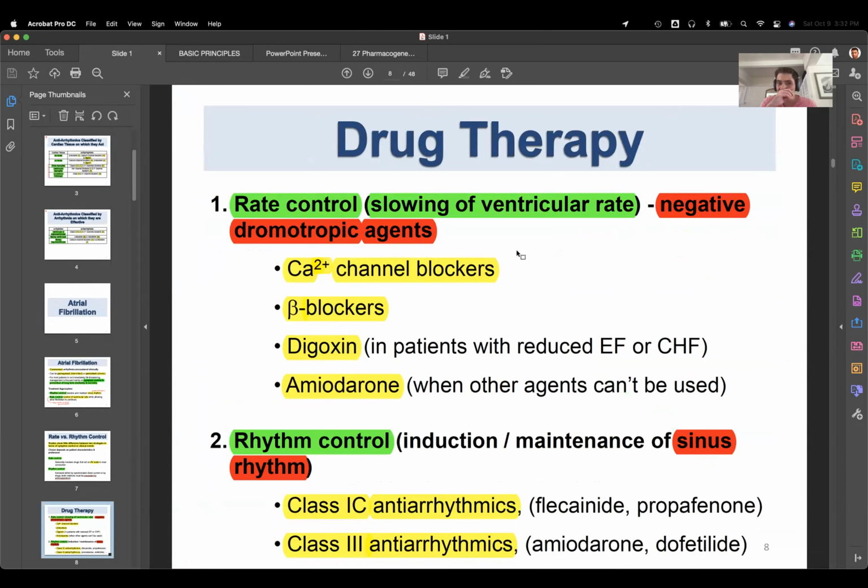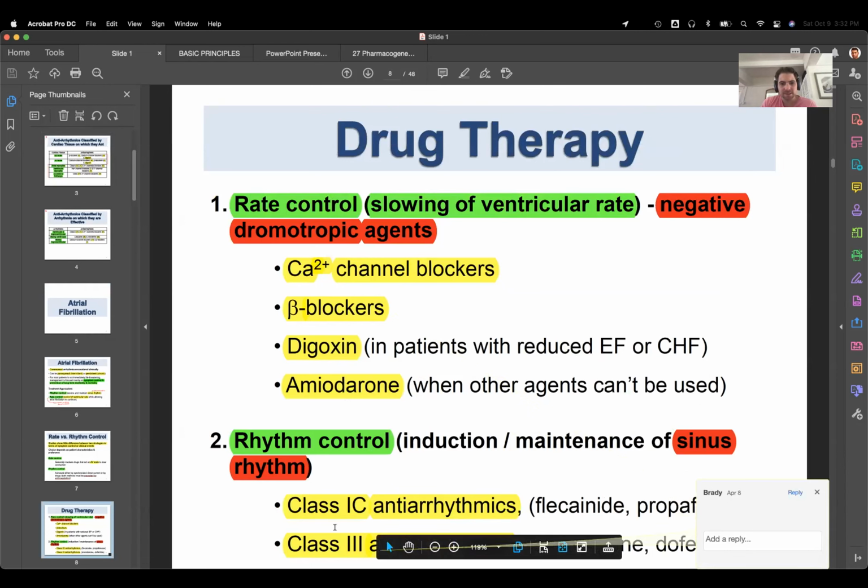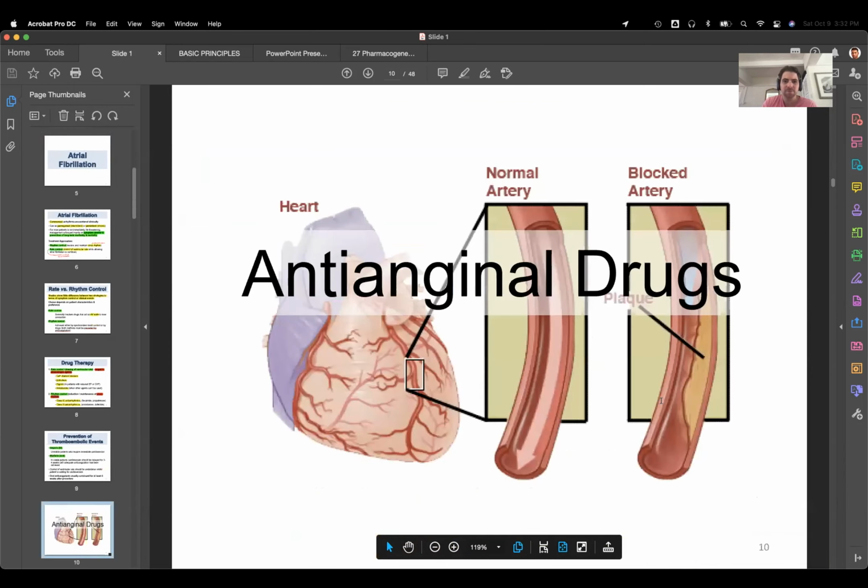So it should make sense. If you want to slow the rate down, you can give these beta blockers, calcium channel blockers. That should make sense. And then rhythm control can be done with these. Again, this is a little bit more than you really need to get into.